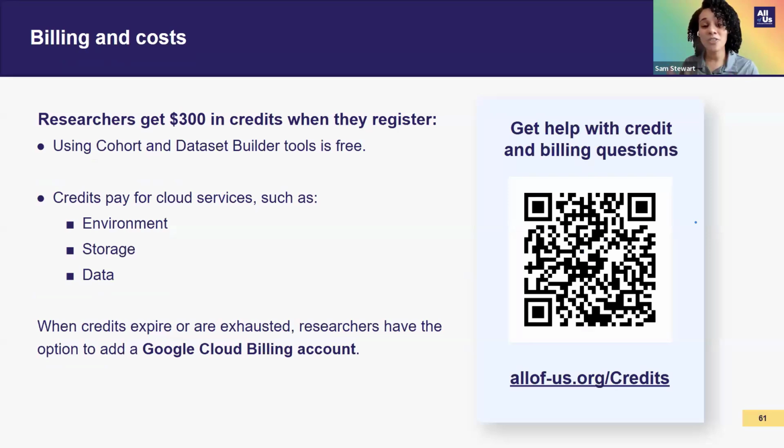So as I mentioned, don't fret, we give you $300 of initial credits when you register, and you can use that to pay for your environment, your storage, and the data pool. But once your credits expire, you will need to add a Google Cloud billing account, which we do provide a stepwise guide on how to do. Now, I do want to note, if you are going to start with a huge genomics analysis, you might want to go ahead and get ready to add your Google billing account on the front end, especially if you feel like those costs are going to go over $300. That way, there's no interruption to your analysis.